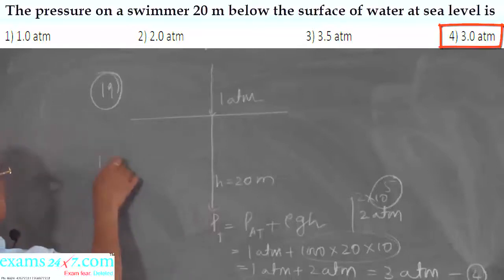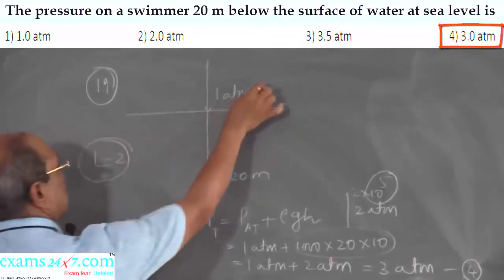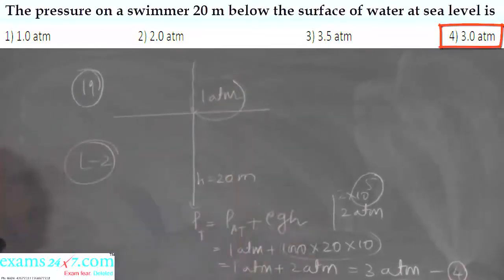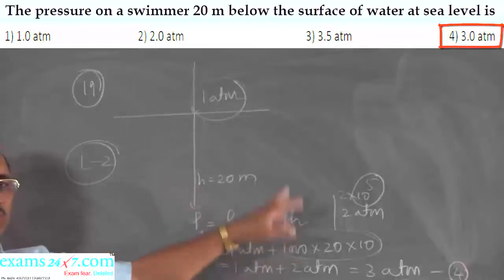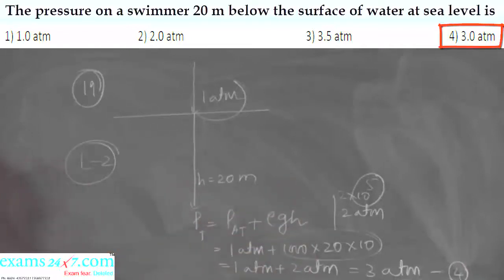This is level 2. Suppose you forget this, the answer will be different. The pressure at a depth includes both the pressure due to atmosphere plus the pressure due to liquid. Some questions we discussed on fluid statics. Let me go towards the second topic, surface tension.